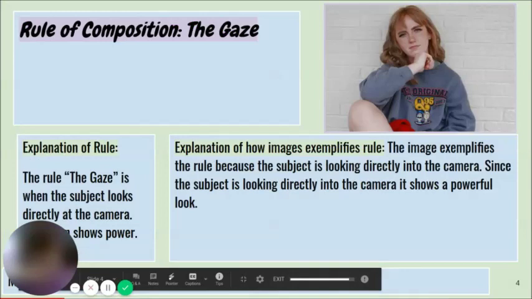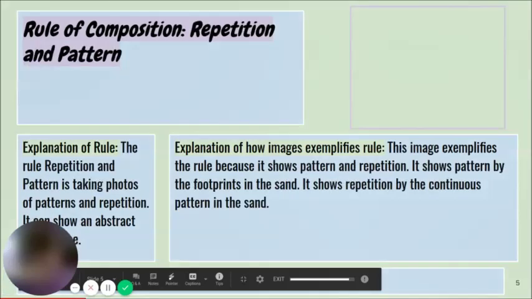The gaze. The rule of the gaze is when the subject looks directly at the camera. This often shows power. The image exemplifies the rule because the subject is looking directly into the camera and shows a powerful look.